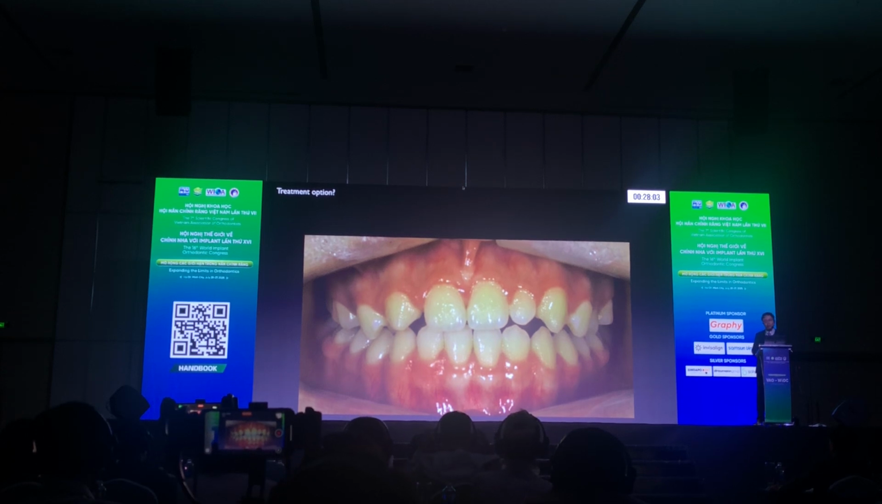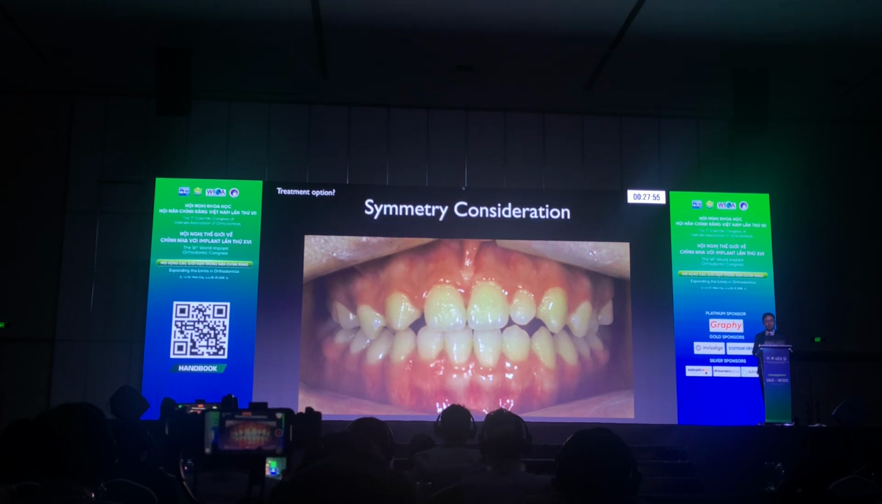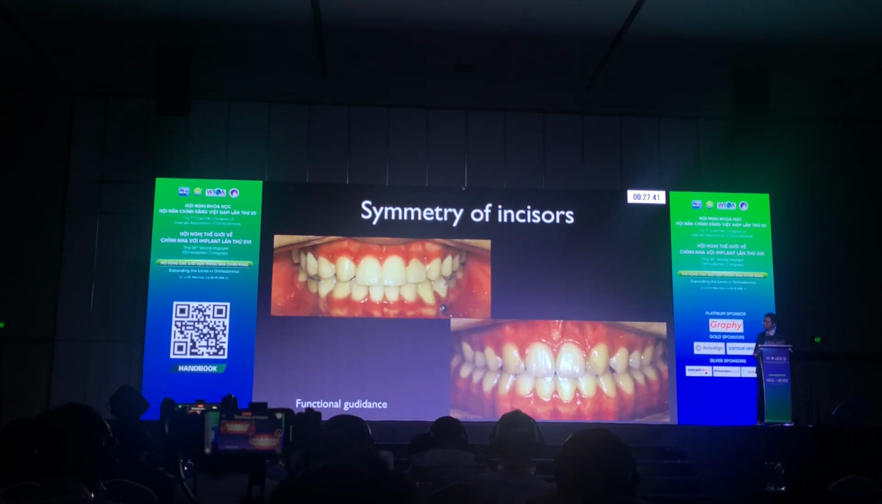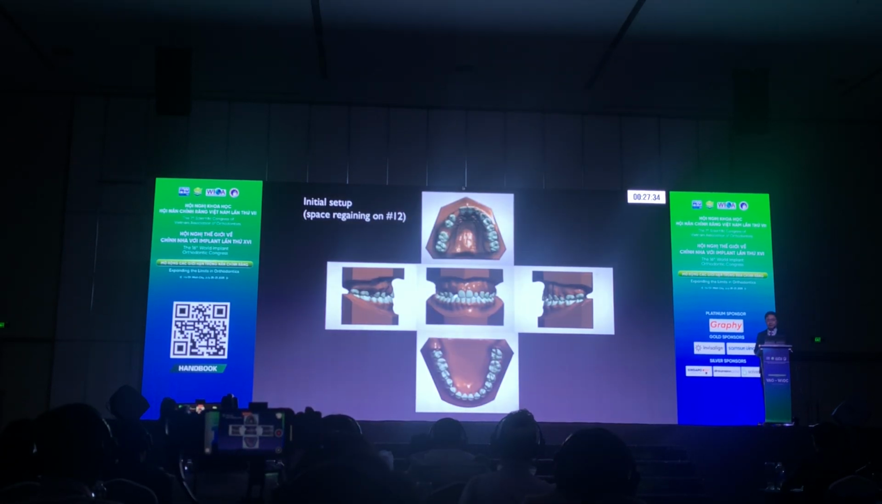What's your choice? Do you want to open the space for dental implants or protract the canine? But protraction of the canine moves away from symmetry. In this case, we have two choices: open the space, or extract the pegs and close the space. It is also helpful to correct the midline deviation and make it more symmetric. So we have two choices. One is asymmetry, the other is symmetry. First, we make the space for the dental implant.